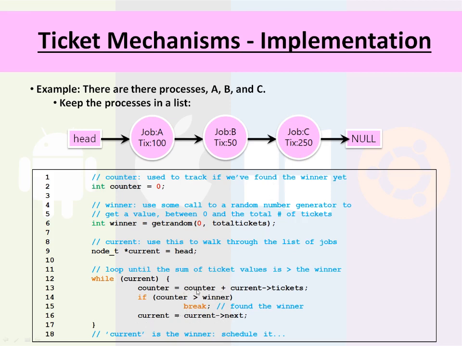Now we say counter is equal to 150 plus 250, so that's 400. So 400 is greater than the winner, which was 275. So therefore we break and we return our current. So job C would be scheduled. So that's how it works in terms of code.